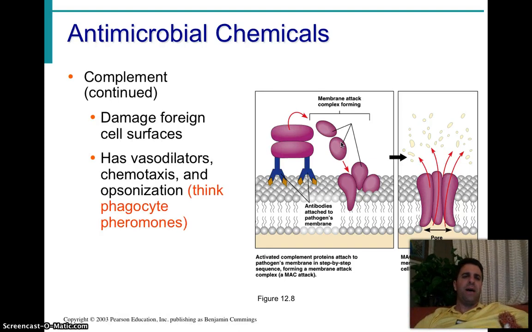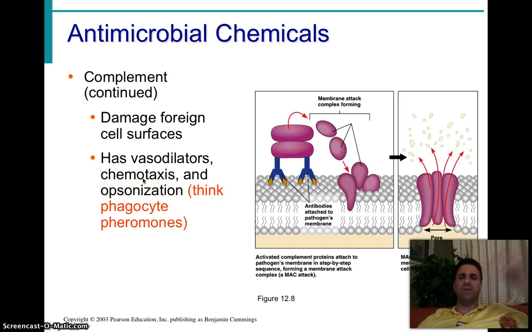So they damage foreign cell surfaces. This is often your own cells that we now view as foreign, such as cancer cells. They can damage them by creating pores. This purple thing is an actual complement protein. And this pore causes the cell to lyse or pop. It can also cause vasodilation, bringing more cells to that area of damage.